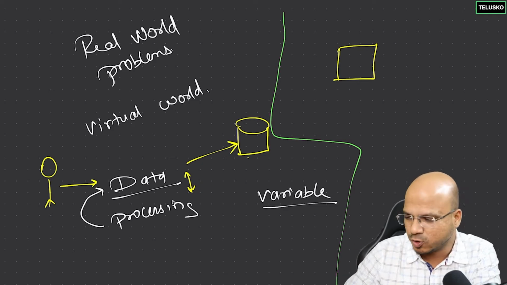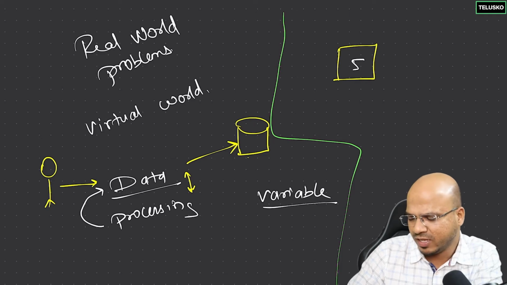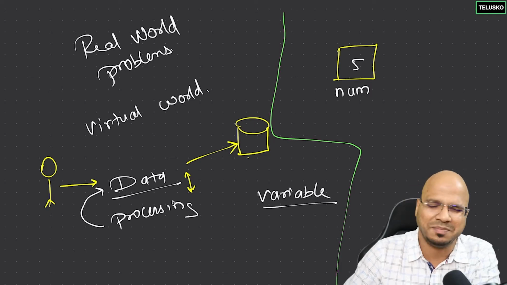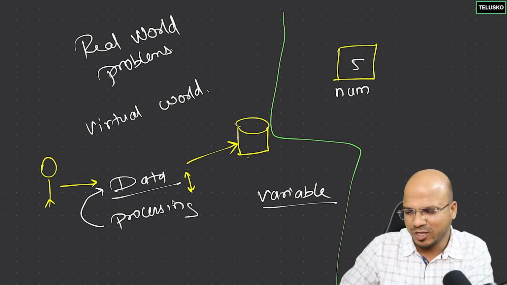So here we are trying to store data, right? Let's say I want to store a number which is 5. So this box will have a number 5, and it will also have a name to it. Maybe I can give a name, let's say num. Doesn't matter what name you give. Of course, there are some restrictions on names, but num works. You can use any name which you like.